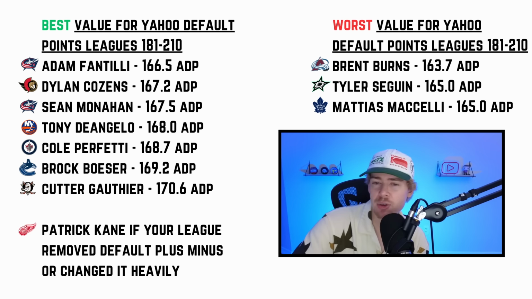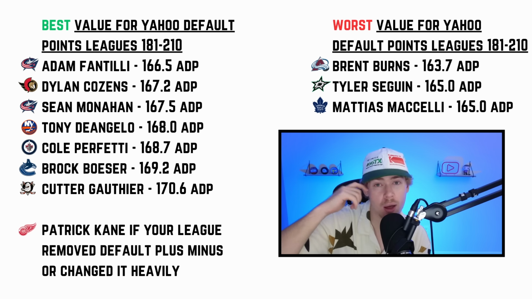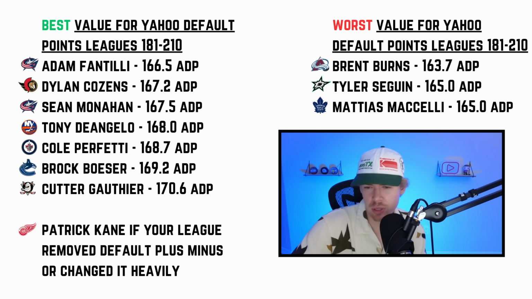In terms of the worst value here, we're sort of getting into the weeds where you kind of see those heavy peripheral guys that are going to be more beneficial in category leagues. So I don't want to mention all of them. There's a lot of bad values, but I think Brent Burns is pretty terrible value, right? If you're just comparing it to the left side, you can see like, you know, Brent Burns going ahead of Adam Fantilli doesn't make too much sense. Tyler Seguin doesn't really make too much sense.